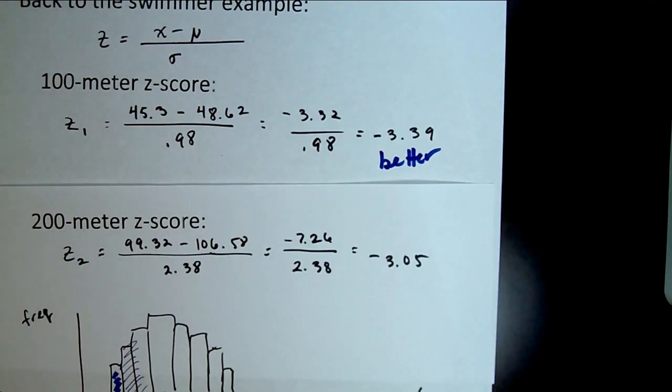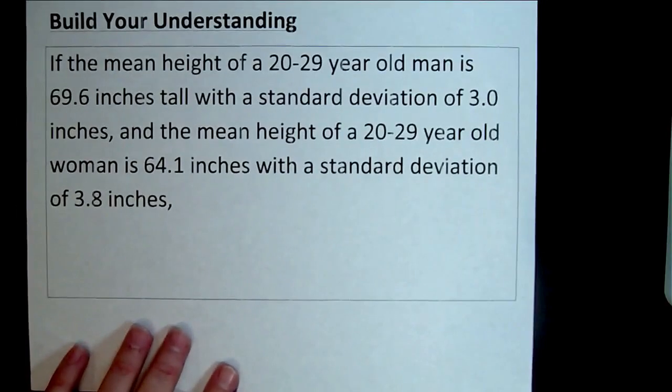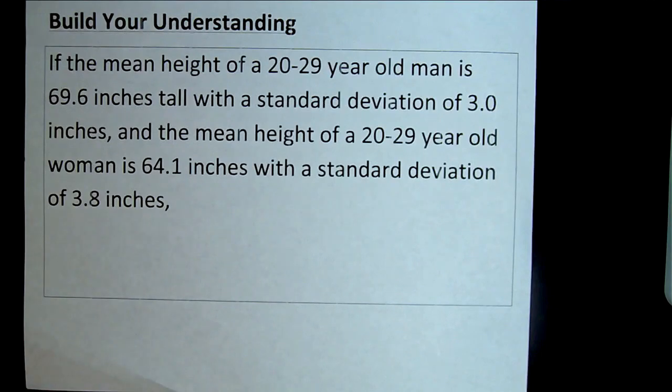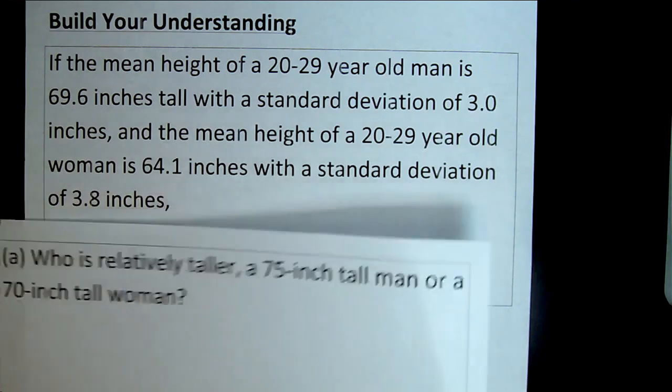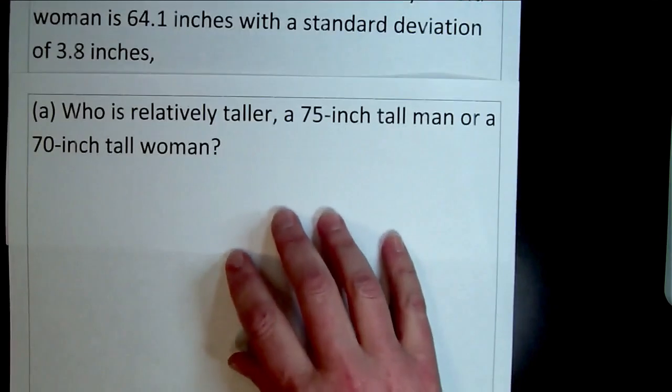Okay, so let's see what you can do with z-scores. I've got a similar kind of question for you. If the mean height of a guy in his 20s is 69.6 inches tall with a standard deviation of 3.0 inches, and the mean height of a woman in her 20s is 64.1 inches with a standard deviation of 3.8 inches, who's relatively taller? A 75-inch tall man or a 70-inch tall woman?